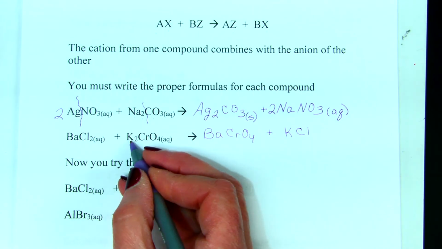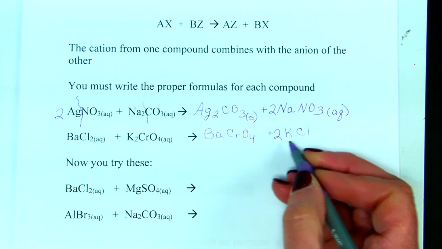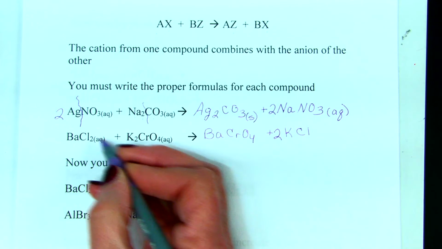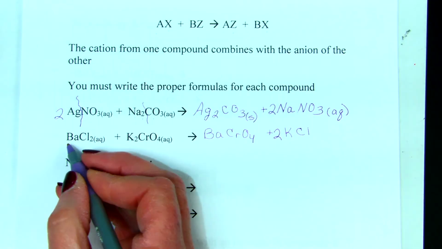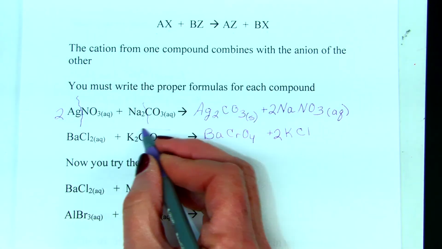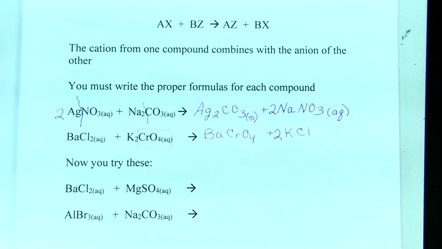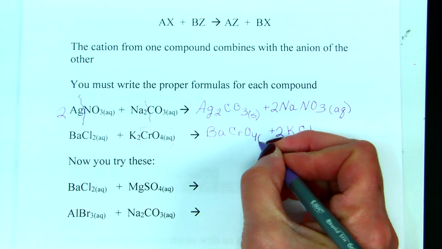I have 2 potassiums, so I'll put a 2 here. That gives me 2 chlorines. I have 2 chlorines, so I'm good there. 1 barium, and then 1 chromate, 1 chromate. So I now have a balanced equation. Now I'll put my subscripts in. What rules do I know about barium? Anything? Not really, right? Do I know a rule for chromate? Chromates are insoluble, so this is a solid.